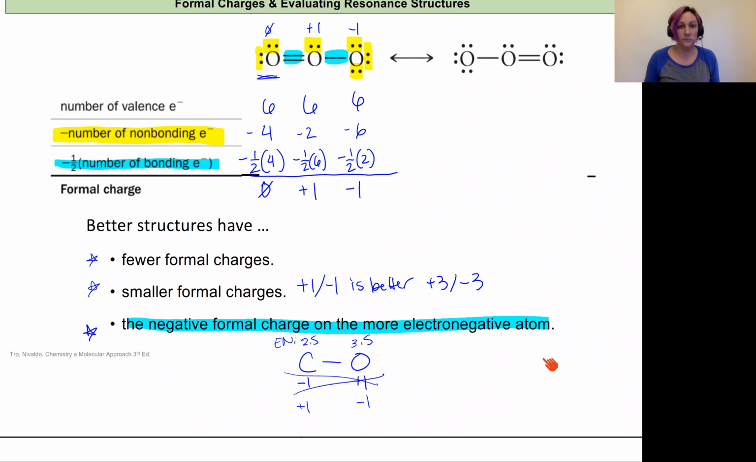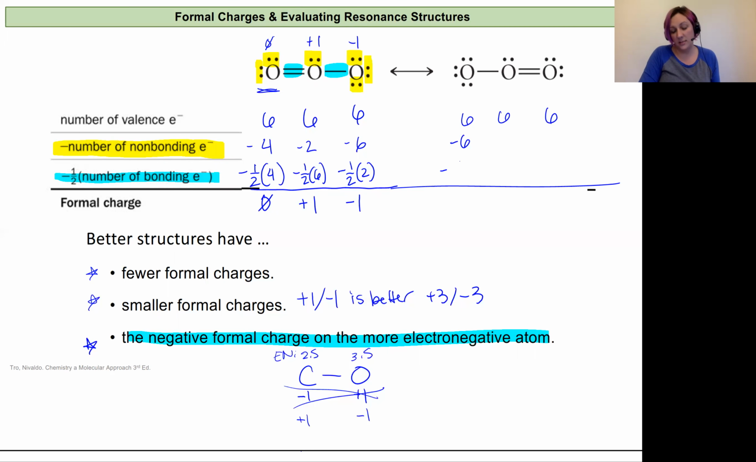Okay, so let's actually do this other one now, and hopefully it'll be a little obvious since it's the resonance structure. So again, all of these have 6 valence electrons, right? So I'm going to go down and assess these. For my first one right here, I have 6 valence electrons. I have 6 electrons that are in lone pairs and are not bonding, and I have 2 that are participating in a bond. So I'll do 1/2 of 2. That's going to give me my -1 formal charge.